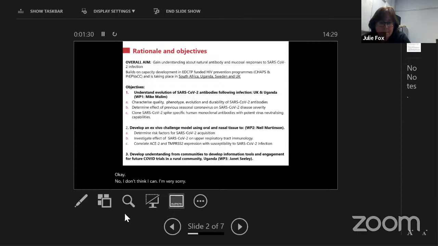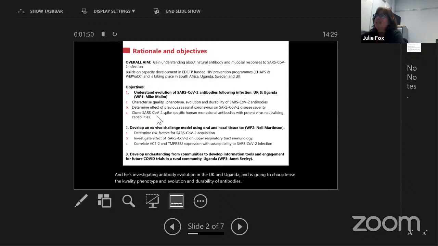So the first work package is led by Mike Malam, and he's investigating antibody evolution in the UK and Uganda, and is going to characterize the quality, phenotype, and evolution and durability of antibodies. And secondly, determine the effect of previous seasonal coronavirus species on SARS-CoV-2 disease severity and clone SARS-CoV-2 spike human monoclonal antibodies with potent virus neutralizing capabilities. The second objective is based in South Africa, led by Neil Martinson, and we're developing an ex vivo challenge model using oral and nasal tissue to determine risk factors for SARS-CoV-2 acquisition.